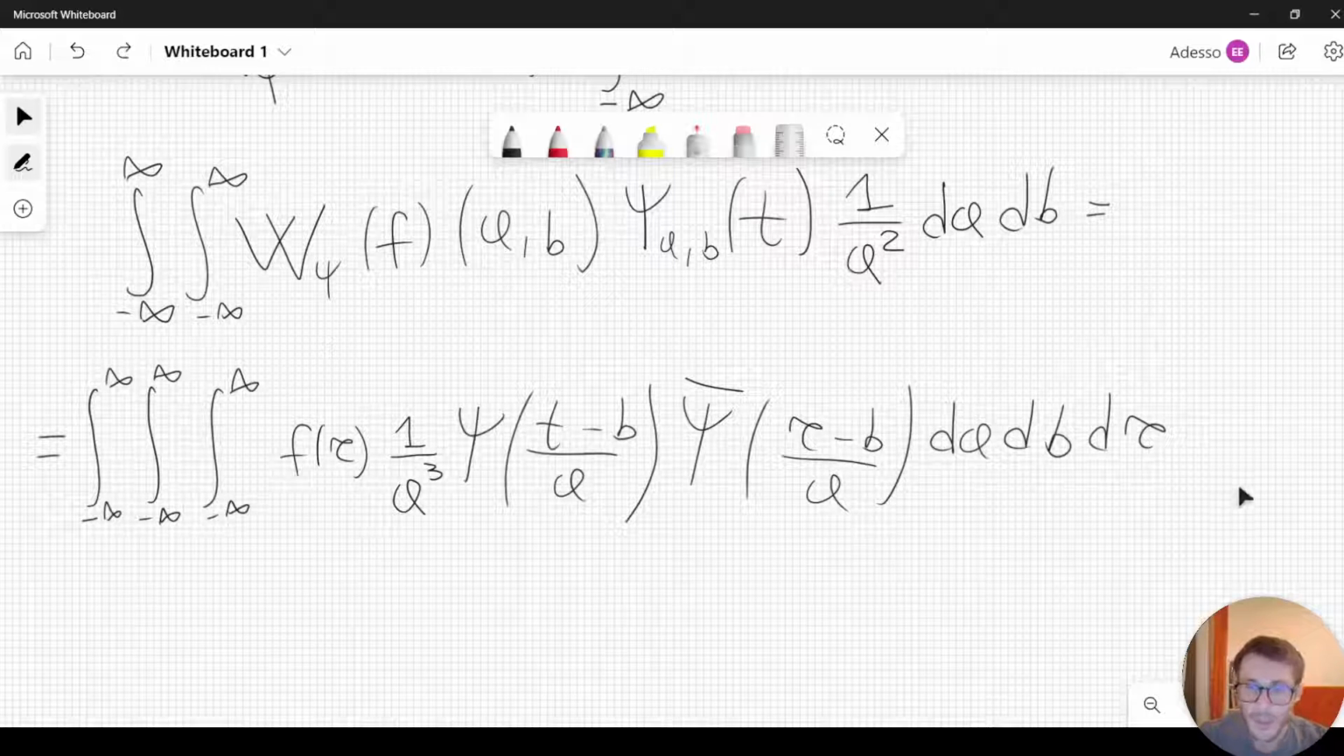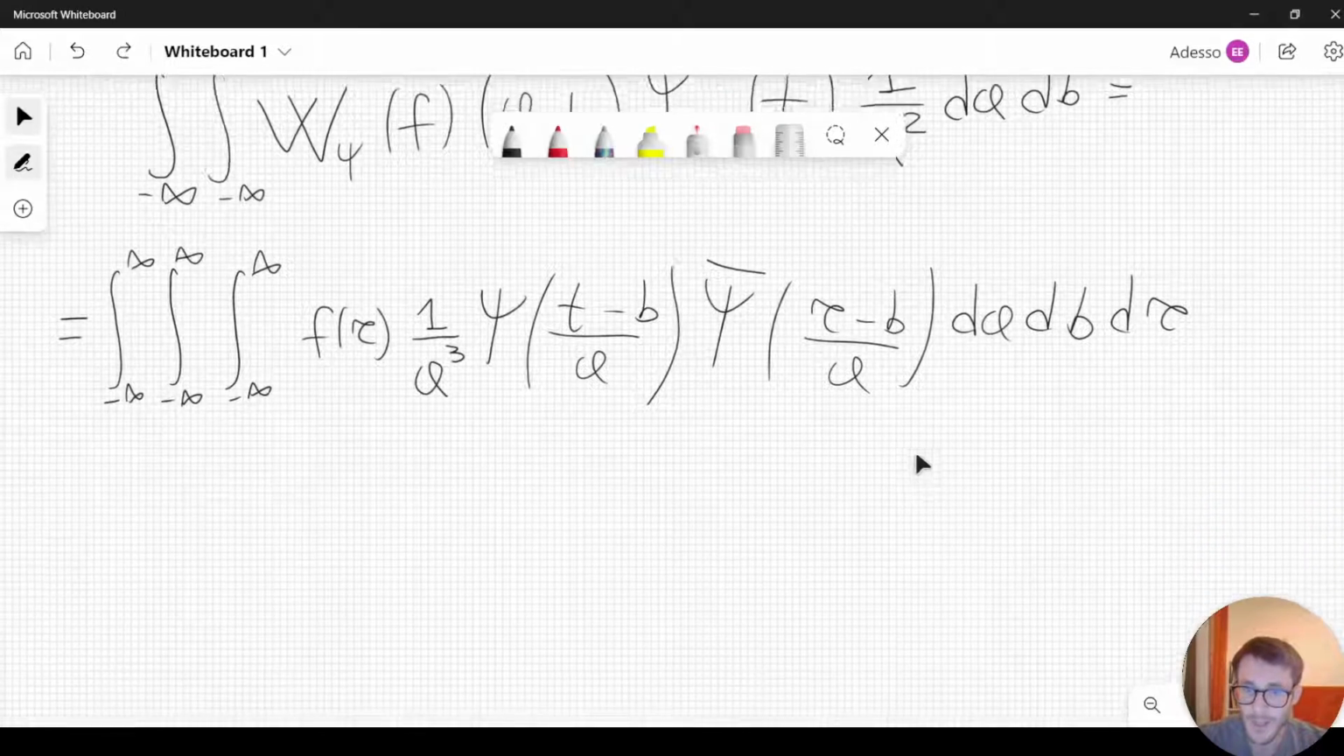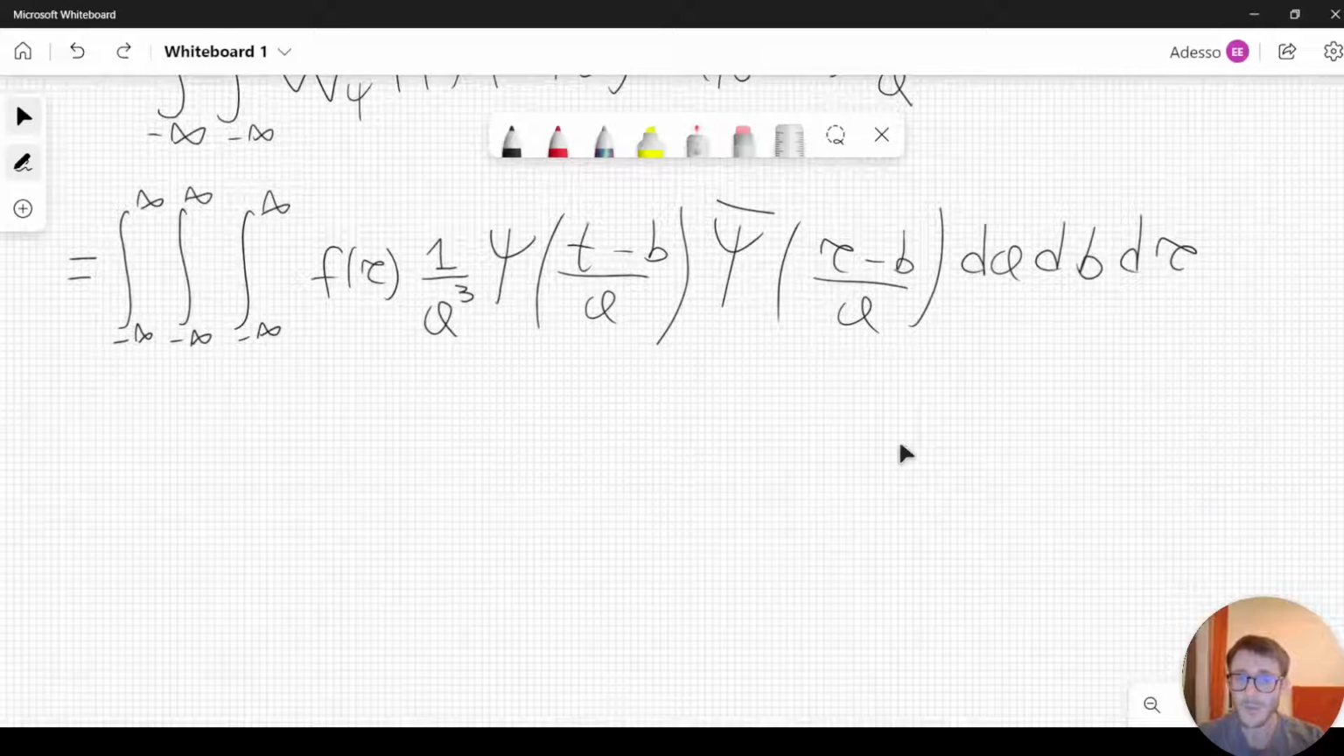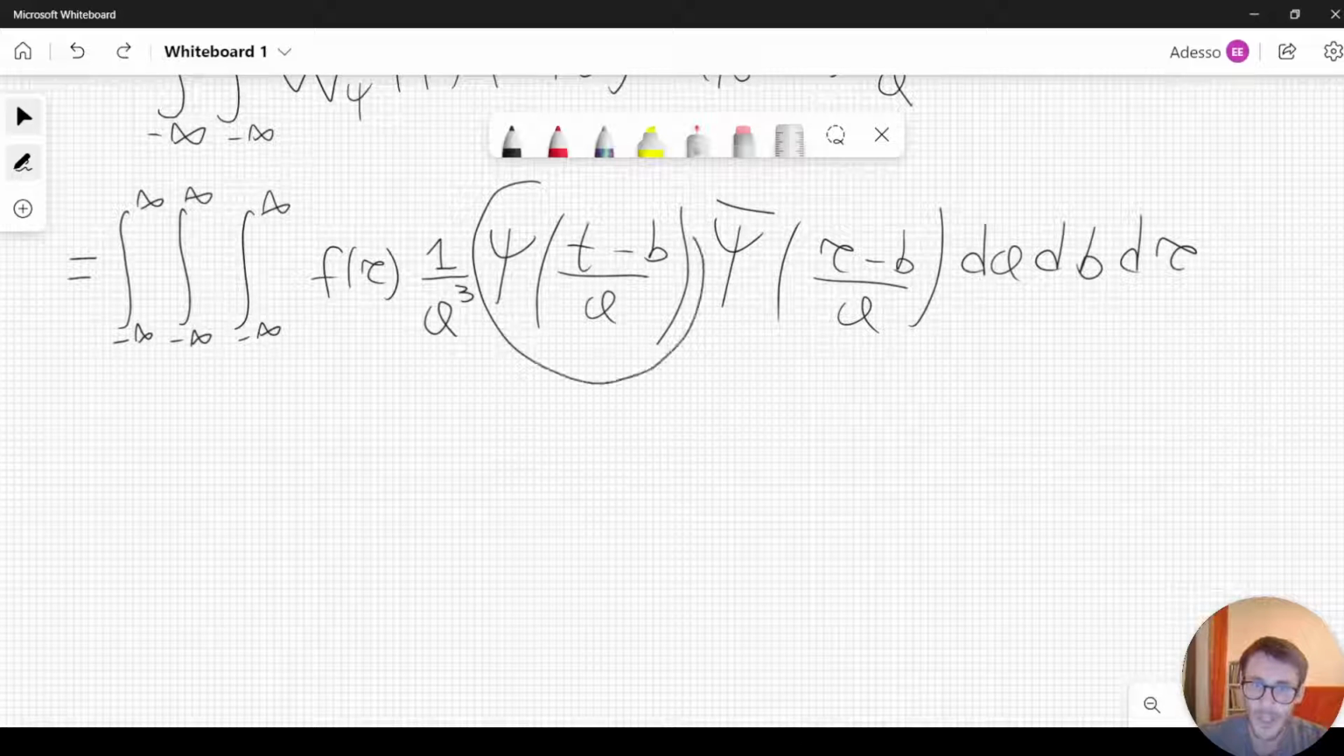Now I need to do some more steps, actually. What I'm going to do is substitute in place of psi and psi bar the definition in terms of the inverse Fourier transform.